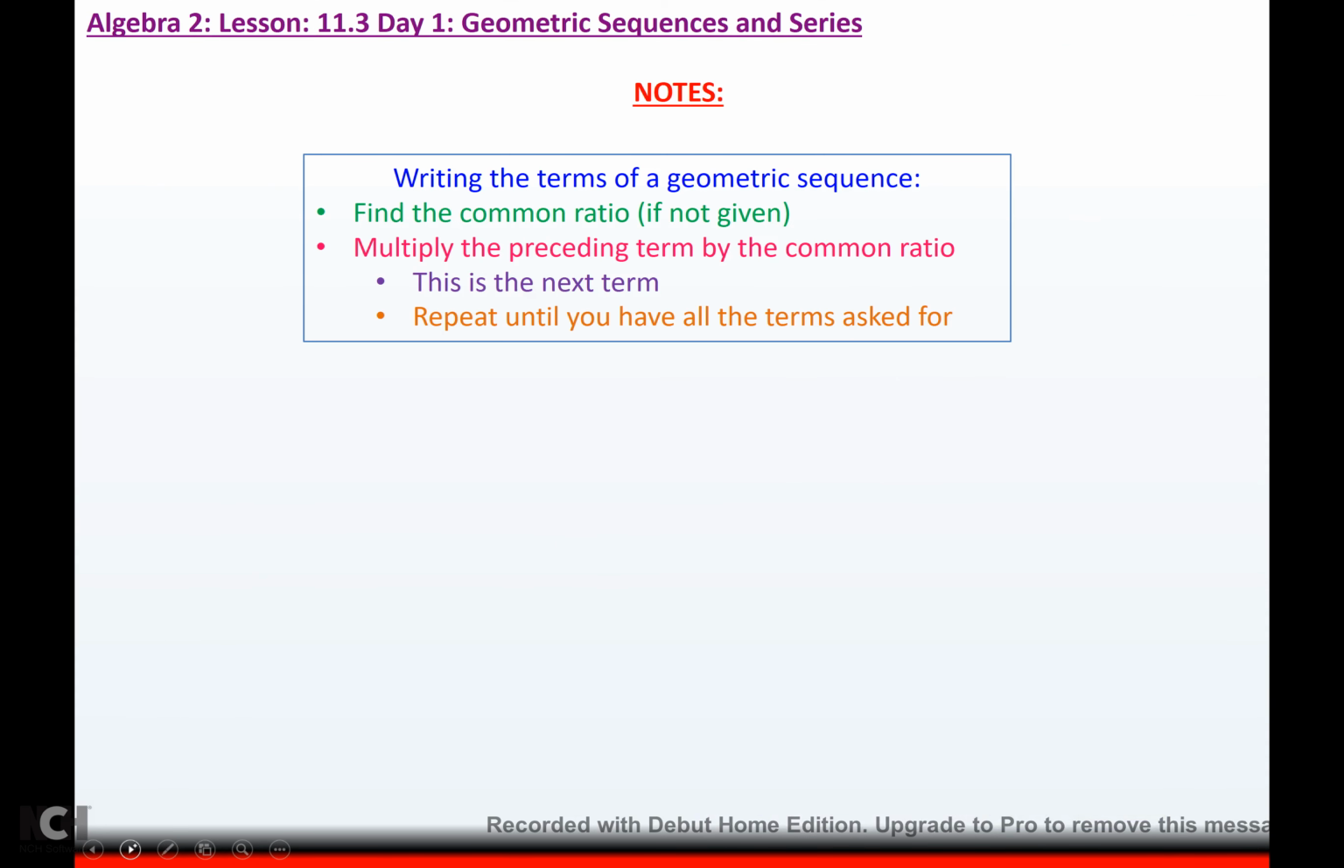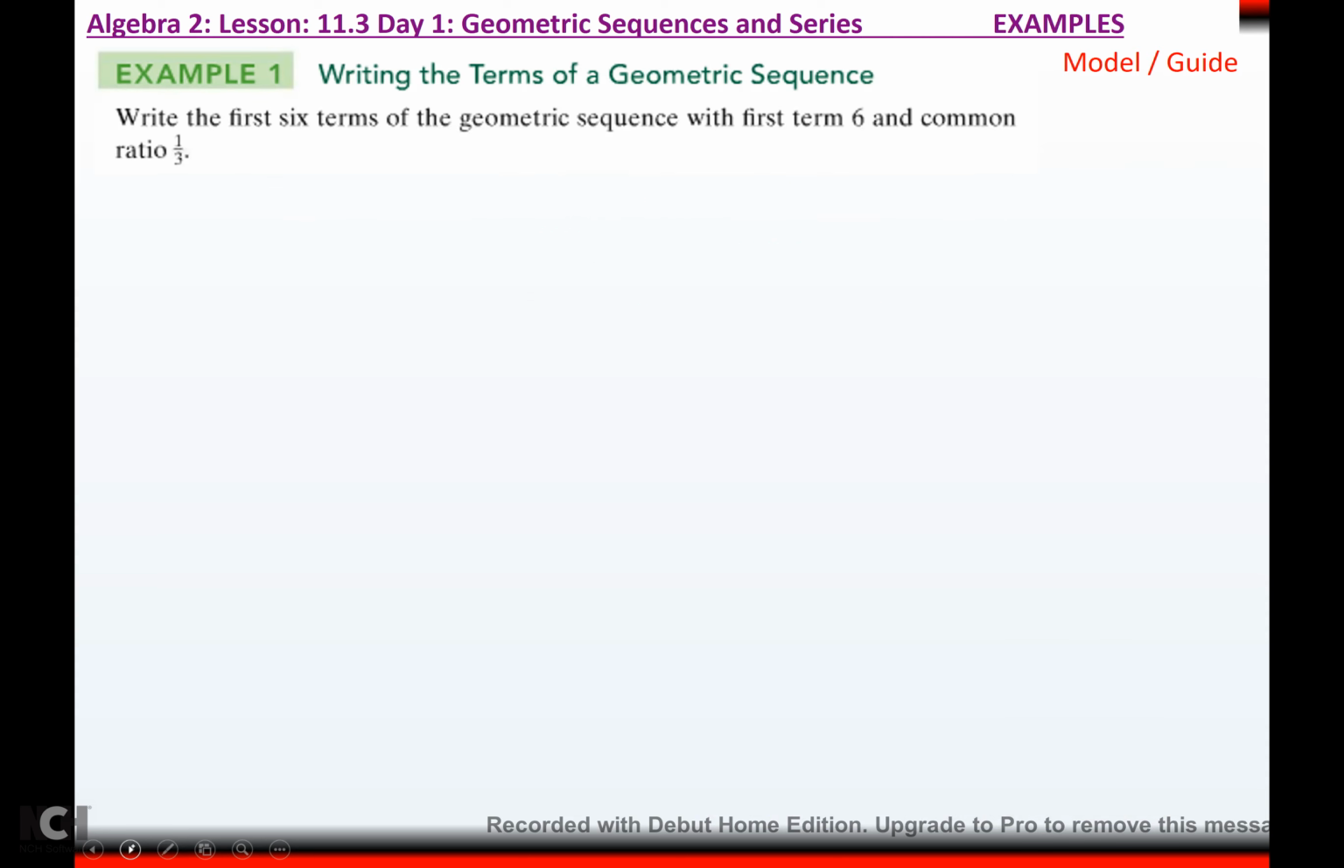Alright, writing the terms of a geometric sequence. Find the common ratio, then multiply the preceding term by the common ratio, and that's the next term. It says, write the first 6 terms of the geometric sequence with first term 6 and a common ratio of 1/3. So to get the next term, I take 6 times 1/3, which is 2. To get the next term, I take 2 times 1/3, which would be 2/3.